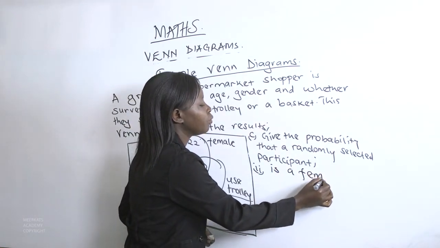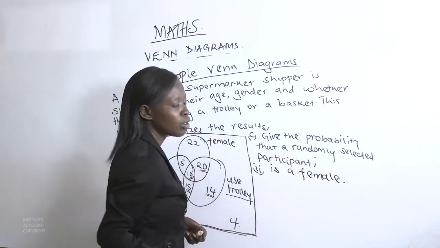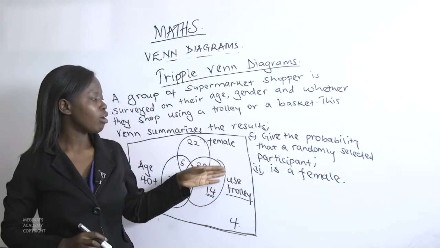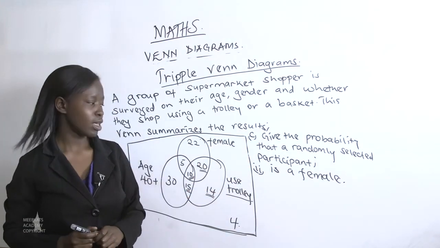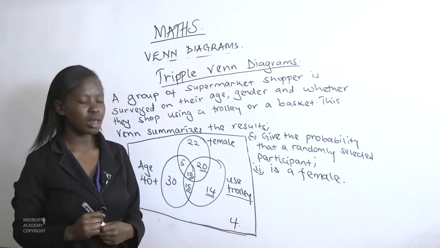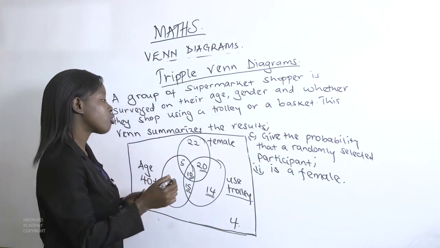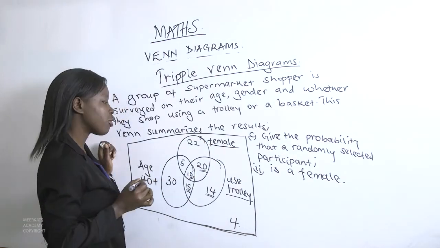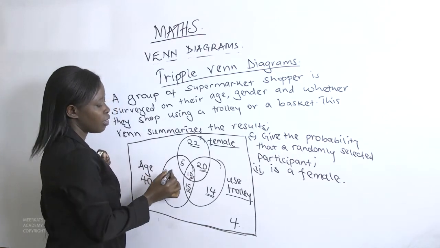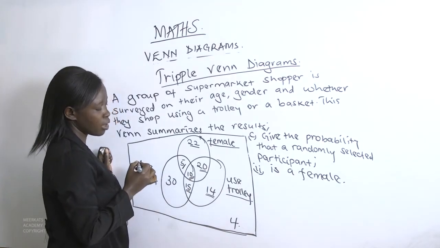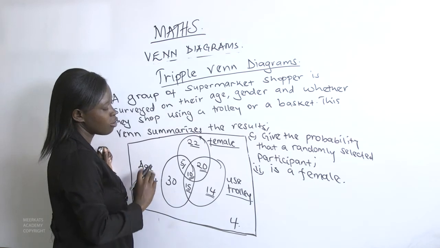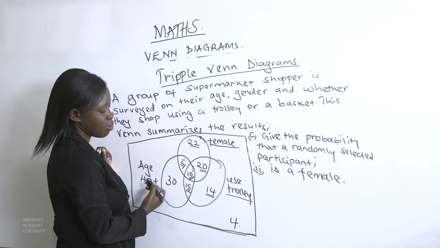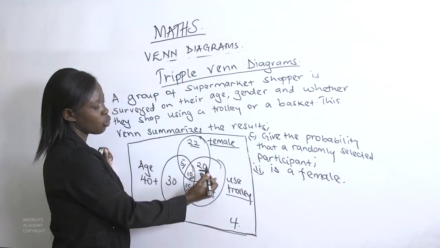Part 2, we need to get the probability that a person selected at random from this group is a female. So we are looking for a female from this group of people who were surveyed. We move to the circle indicating female. Out of the female, we have 22 female. Then we have 5 female who are aged 40 years and above. We have 10 female who use trolley and are 40 years and above. Then we have 20 female who use trolley.